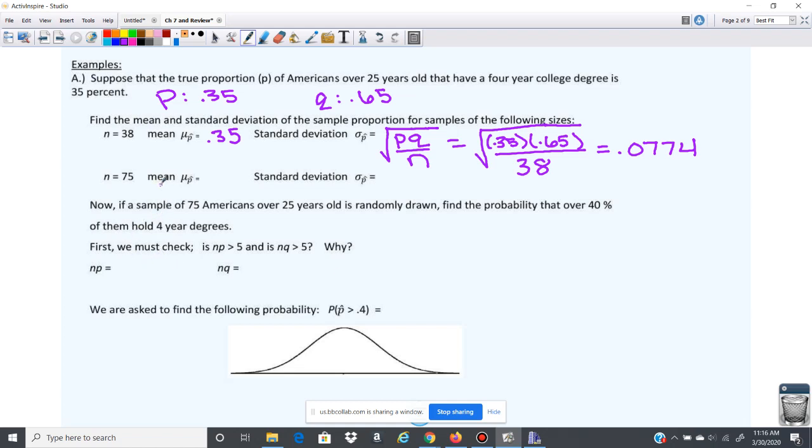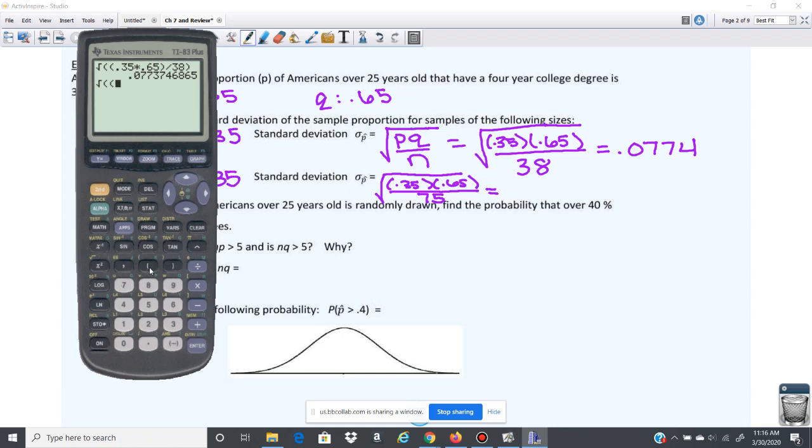All right, so this next one, you have a sample size of 75. Your mean of p hat is still the same, so the mean is not going to change. The standard deviation, however, will change. This time instead of dividing by 38, we're dividing by the new sample size, which is 75. So get that standard deviation real quick and type it in your chat box. Good, good. So we should get 0.0551.